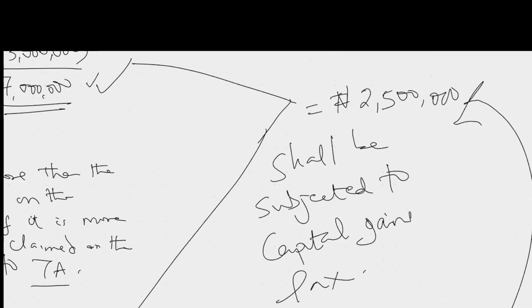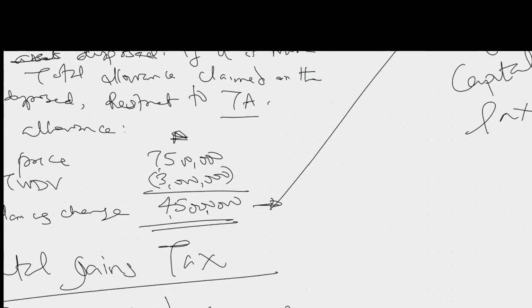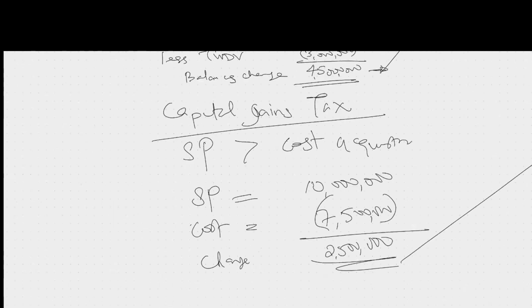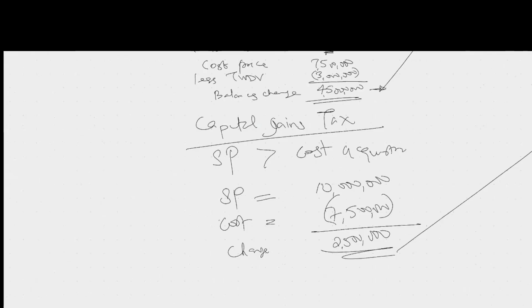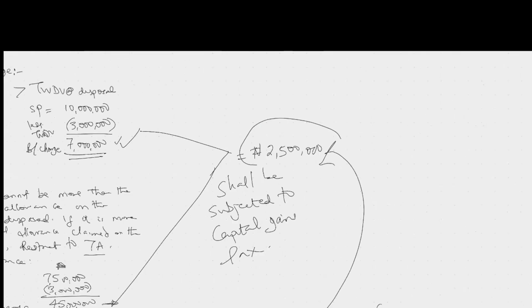I'll refer you back to your capital gains tax. How do you calculate your capital gains tax? Your sale proceeds minus your cost of acquisition and other incidental costs. When we did that, we got 2.5, which is the same 2.5 that was excluded in your company income tax. I'm now saying that income shall be subject to tax under capital gains tax.